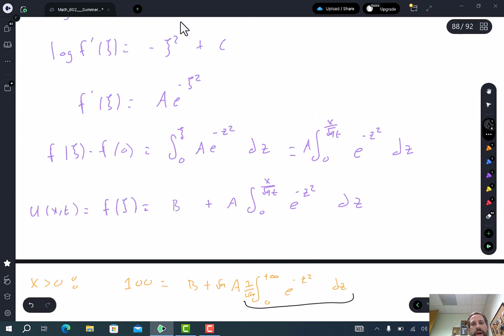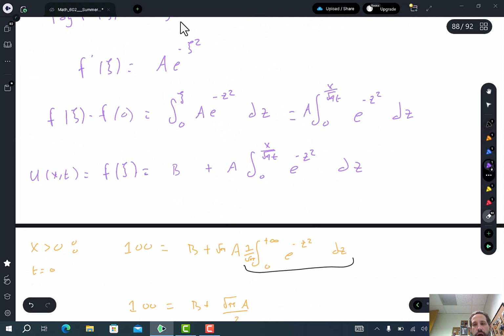If I come back up here, I'm going to plug 50 in here. And here I'm going to plug in 100 over the square root of pi. And then that is the solution. This is the solution that we got before.